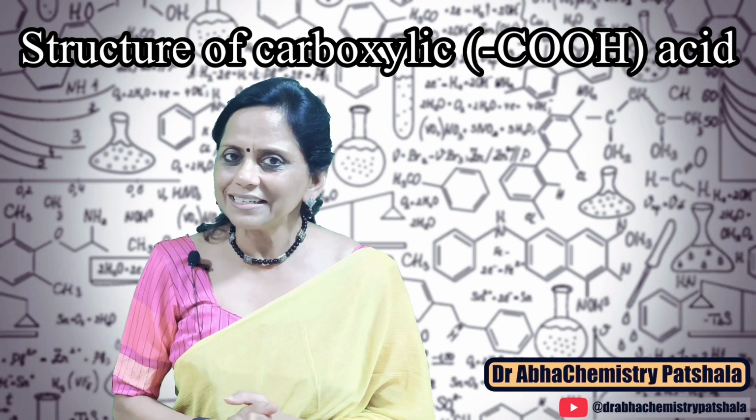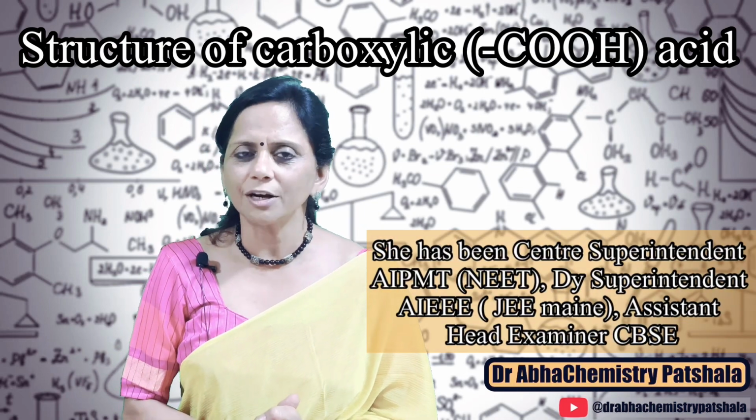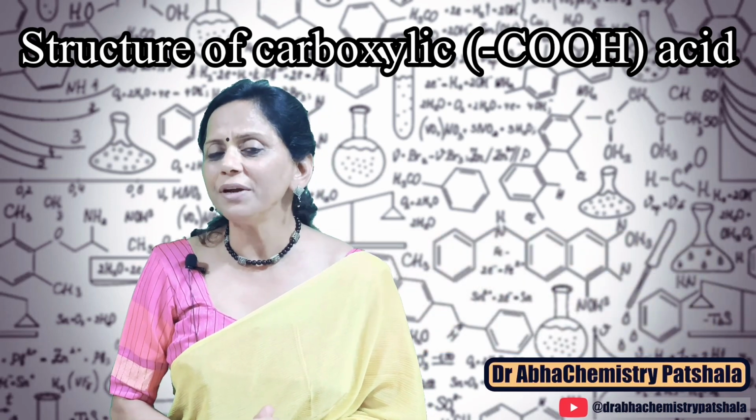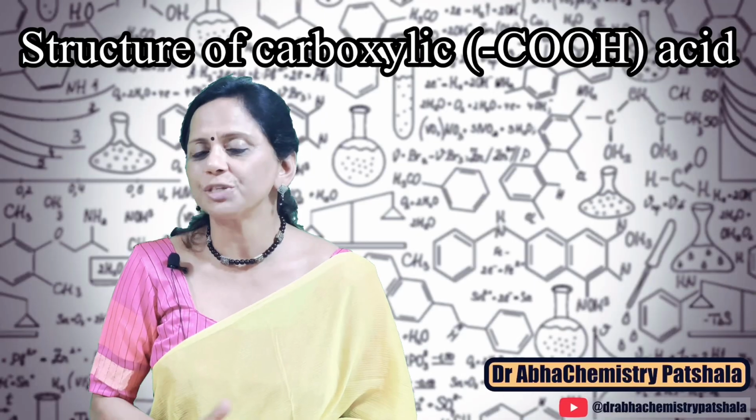Now the doubly bonded carbon will be an sp2 hybridized carbon and the structure is going to be planar. But the bond between carbon and oxygen, the C-OH bond of the acid, is slightly shorter than a pure C-OH bond which is present in alcohols.